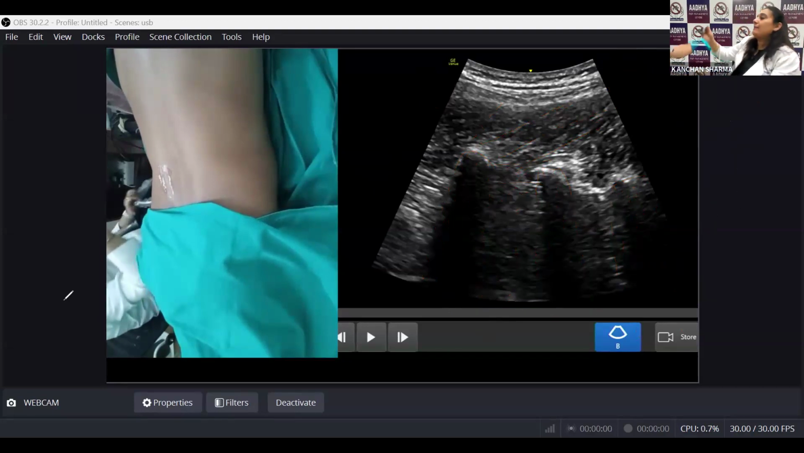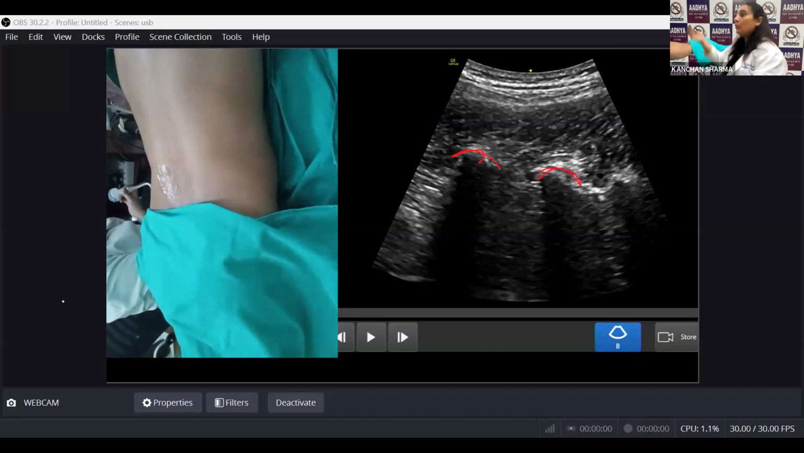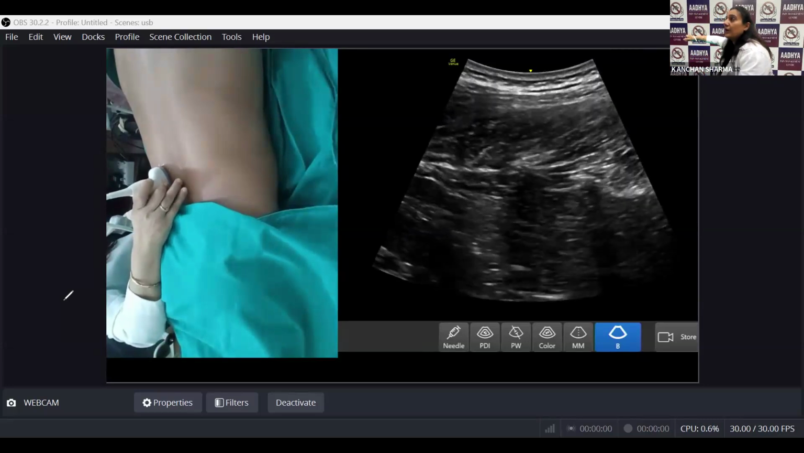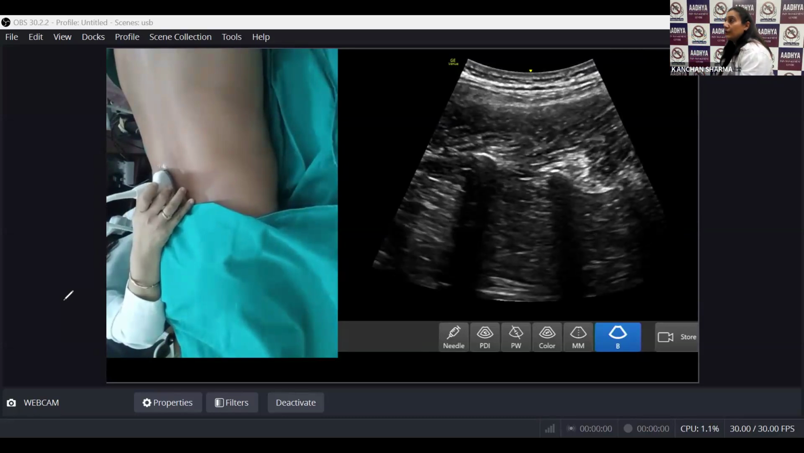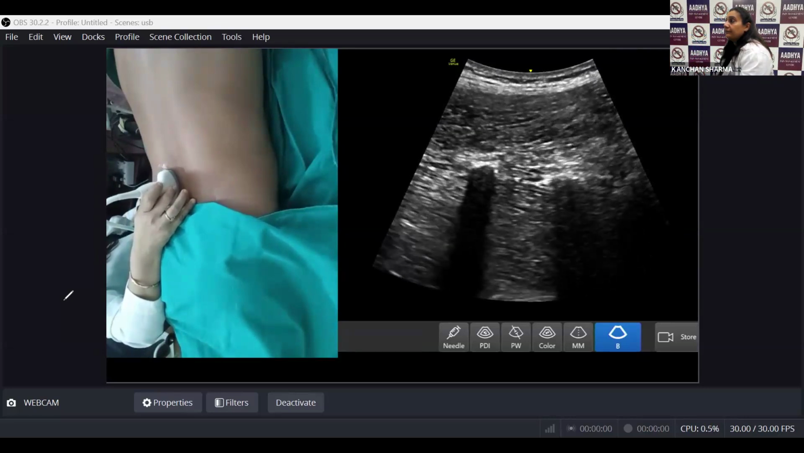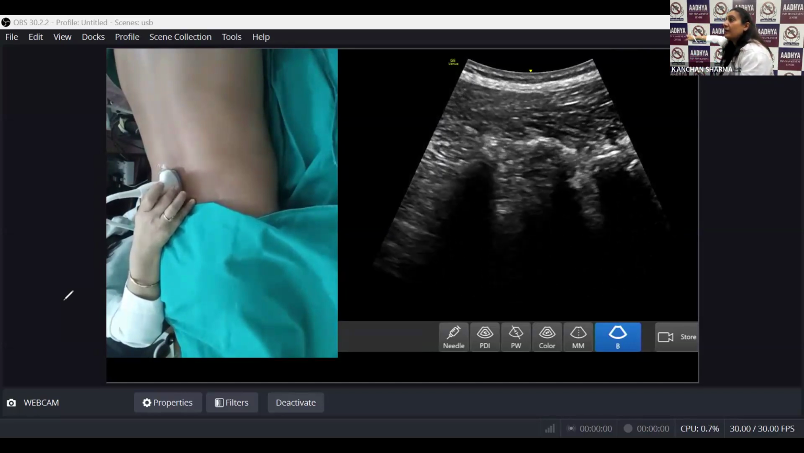Now from there, I'll be moving my probe towards the medial side. Very gently I'll be moving, and you just look at the change in the echo texture of this, what you are seeing. Just notice that. Okay, so I was here. Now gently I am moving my probe, okay, towards the midline. Because the transverse process is a bigger one, okay? That's the reason you are still seeing them.